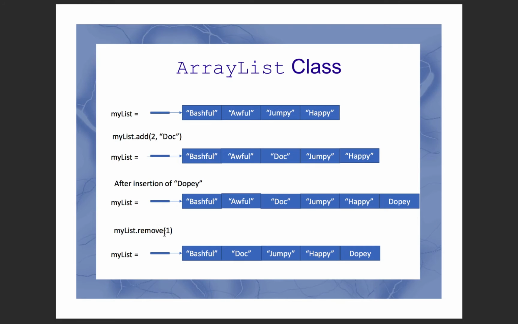And if you want to remove one, that means you want to remove awful. So if you want to remove index 1, after removing the value at index 1, we have the updated array list. You can see that the updated array list doesn't have the awful string. So this is the concept of array list.